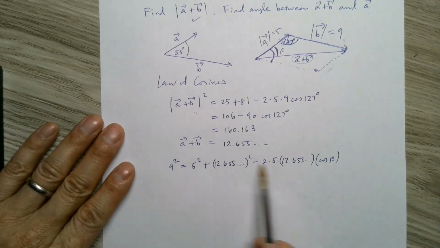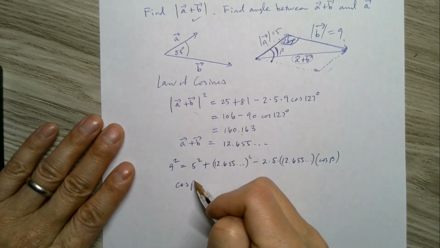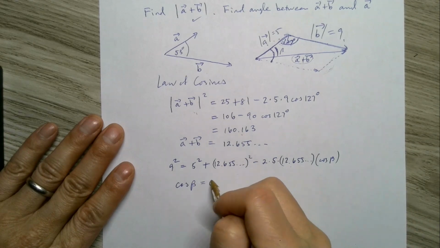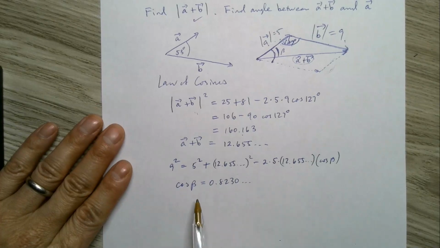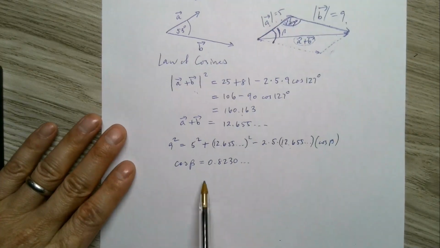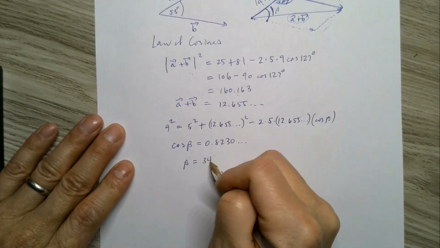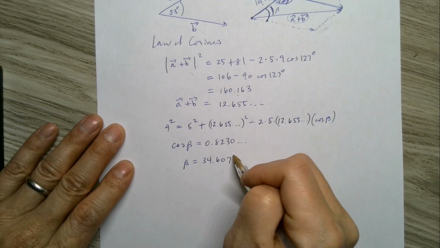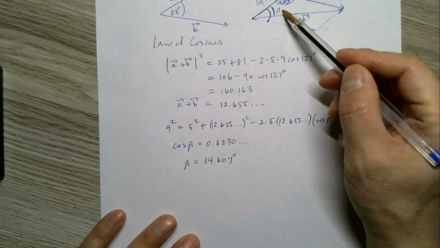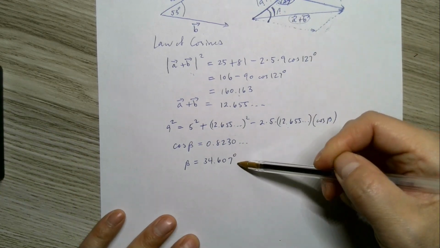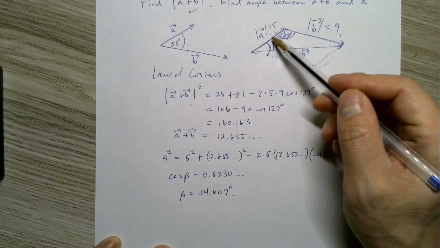And after doing all that arithmetic with the help of a calculator, you will get that cosine of beta is 0.823, etc. And you would again use your calculator to inverse cosine that and get that the angle beta is 34.607 degrees. So the angle here is 34.607, the angle that's here between A plus B and the original A.